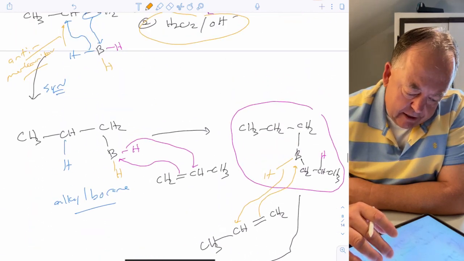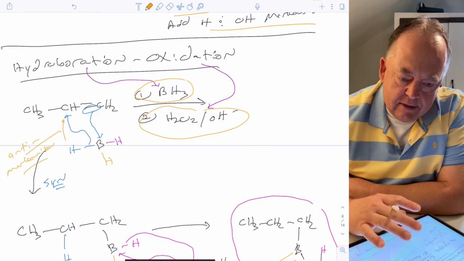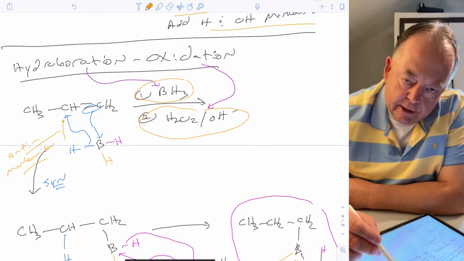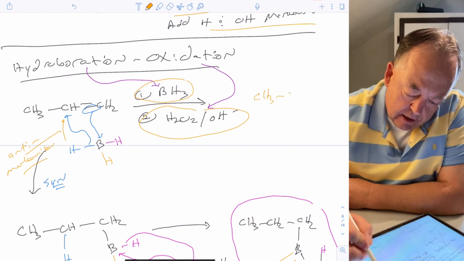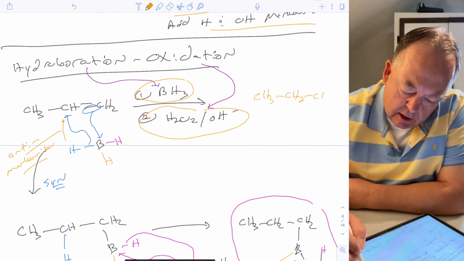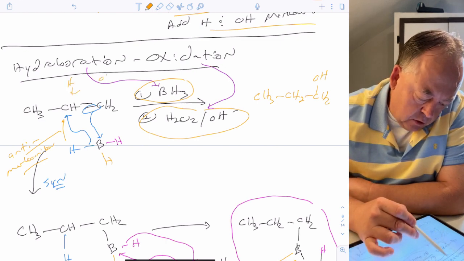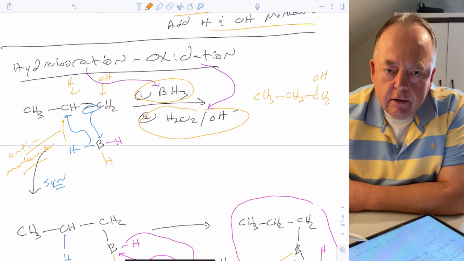So you want to know the mechanism, but you also just want to be able to look at this and know, okay, BH3, H2O2, that's just going to add H and OH across a double bond. And it's going to do so anti-Markovnikov. So you're going to put the hydrogen here, and you're going to put the OH here, and that's your product.